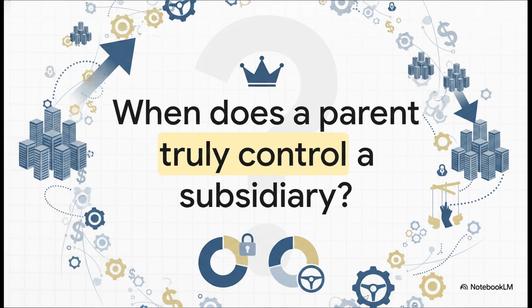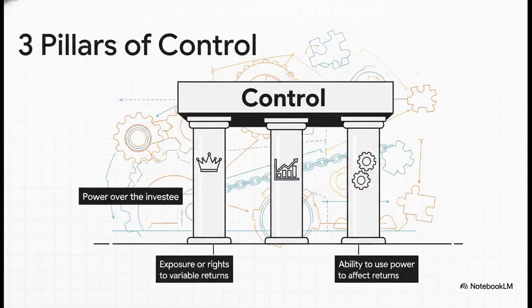Now, for decades, the easy answer was just, well, owning more than 50% of the voting shares. Done. But today, modern corporate structures are way more complex than that. You can own a massive majority of shares and still not actually call the shots. Or conversely, you can own a minority of shares and basically run the whole show. Standard setters realized pretty quickly that they needed a much more robust definition. And what they came up with are the 3 pillars of control.